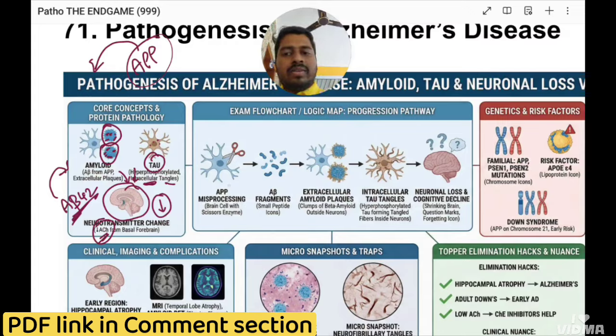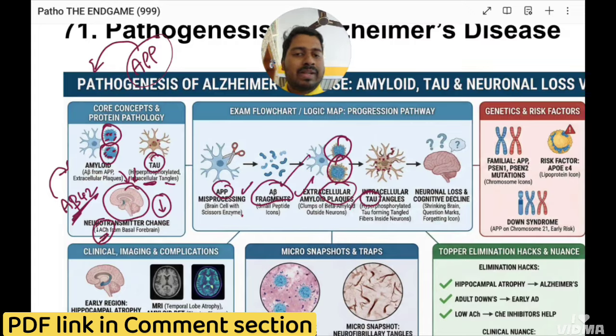So you see here, APP is a protein. Because of misprocessing of APP, we get A beta fragments, and these A beta fragments accumulate extracellularly, causing amyloid plaques. Similarly, tau is separate, which forms intracellular tangles. So tau and amyloid are both pathogenic agents behind Alzheimer's. That leads to shrinkage of the brain and memory loss. All those things happen because of that.